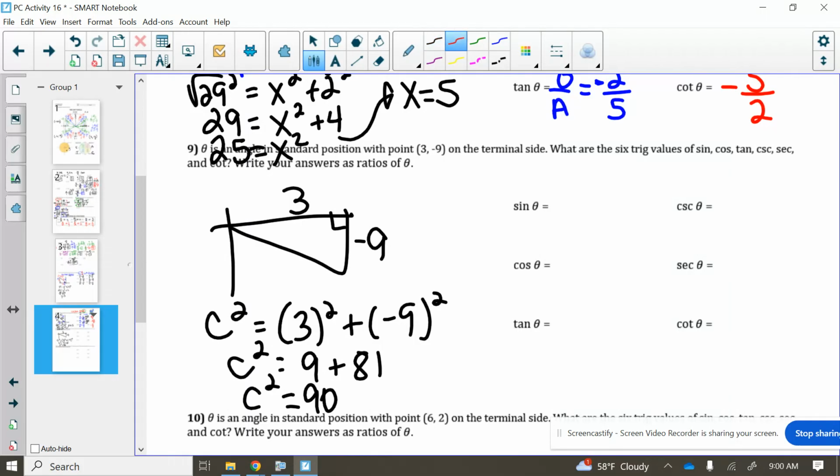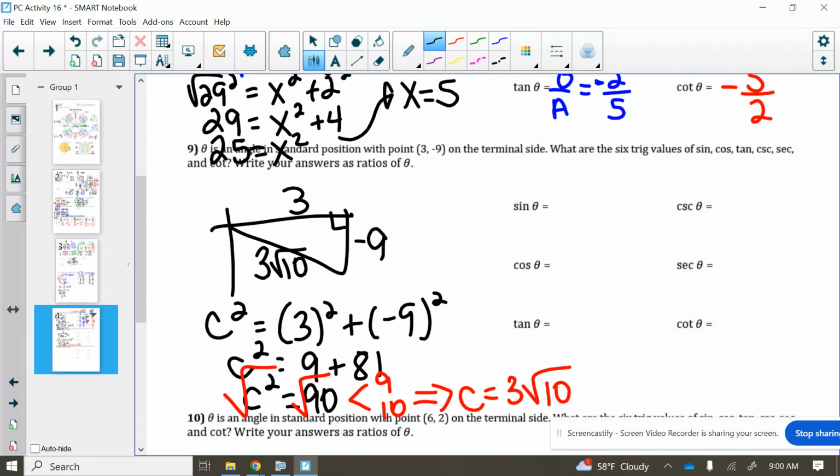And reminder, when you break this down, 90 can be broken down to the perfect square of 9 times 10. So we would really say that our c value is the square root of 9, which is 3, times the square root of 10. So 3 square root 10 is our hypotenuse, and your hypotenuse value will always be positive. Now this time for quadrant 4, hypotenuse is 3 square root 10, adjacent is 3, opposite is negative 9.